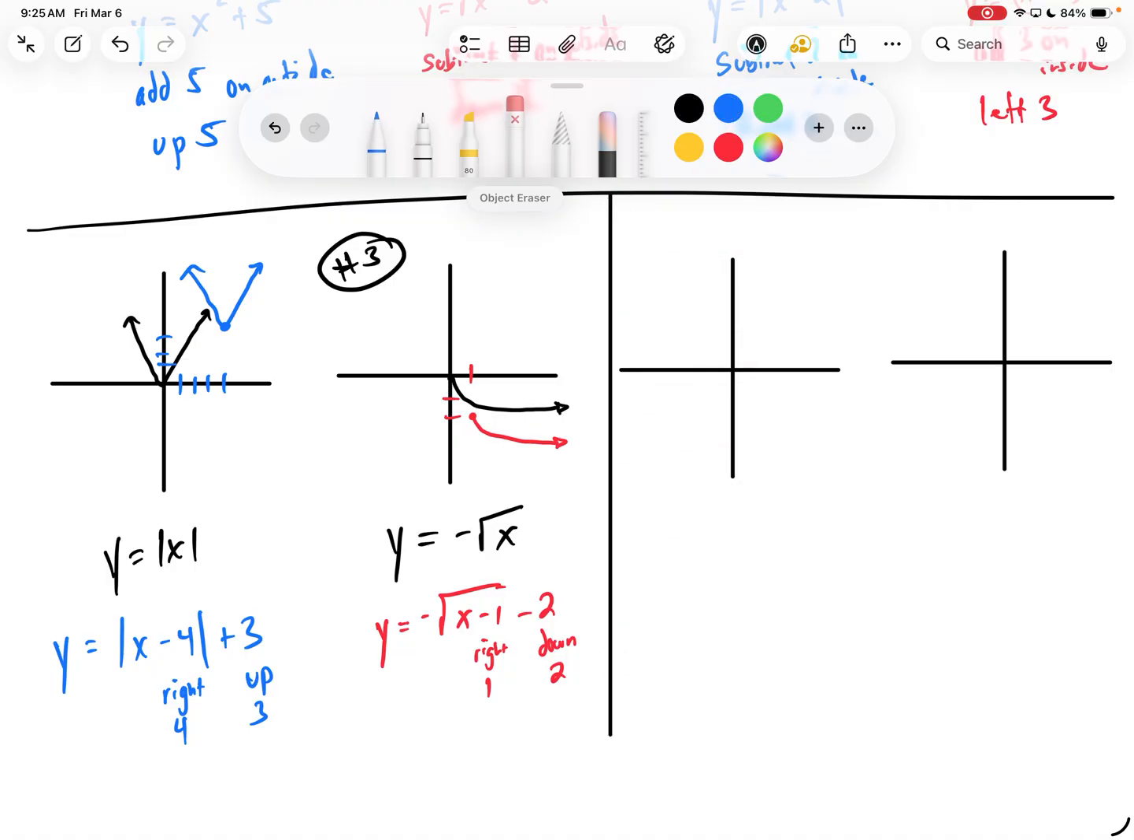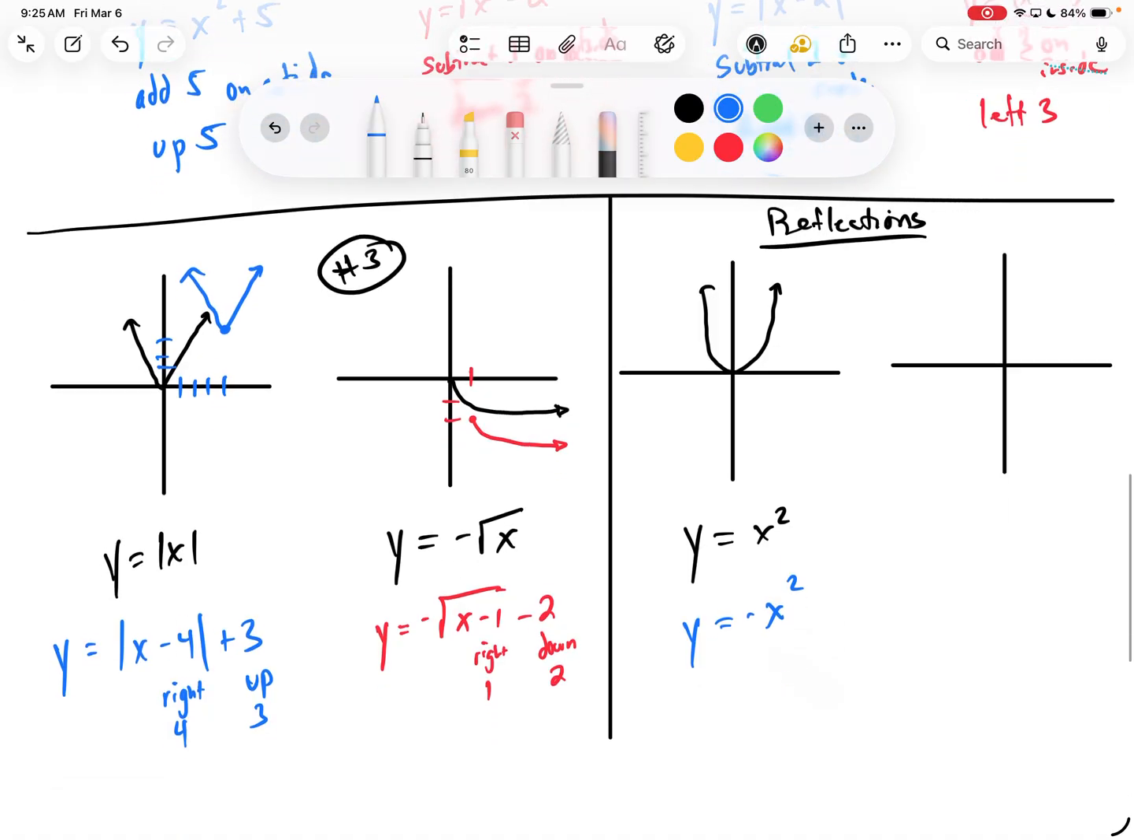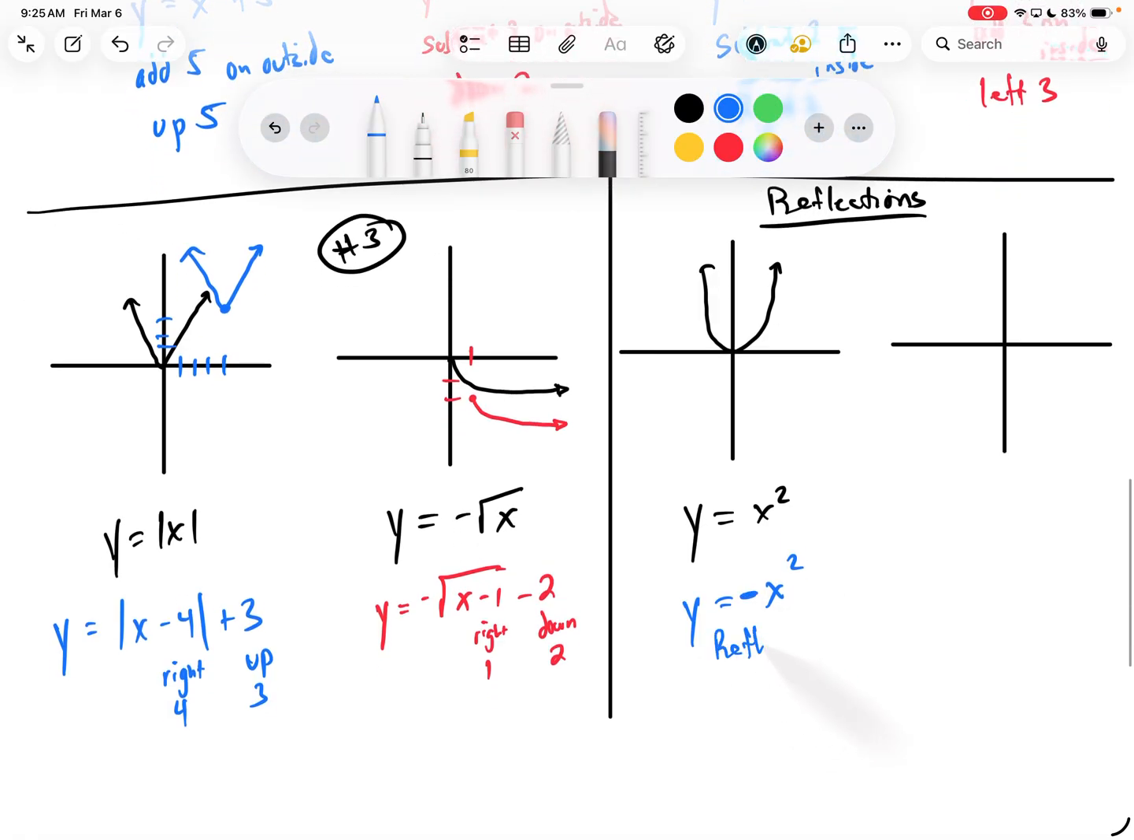Now for reflections, this is honestly probably the up and down is not too bad, but the reflection is probably the easiest. Reflections, if I have y equals x squared, if I multiply a negative on the outside, that is going to reflect what they say. Now, anytime you're on the outside, it does something up and down, right? It's going to reflect across the x-axis.